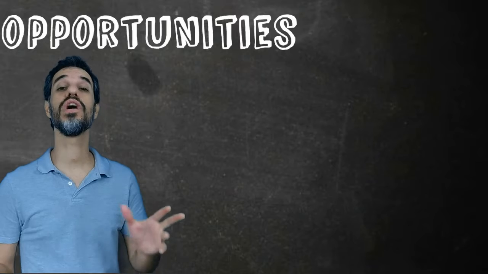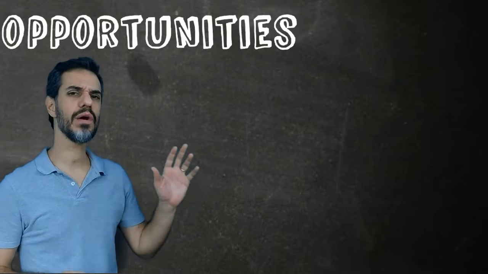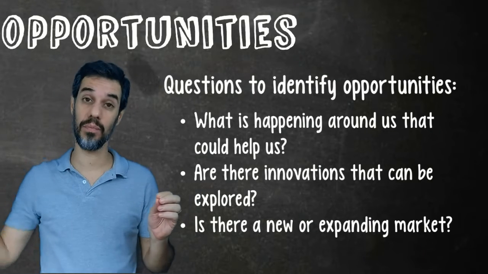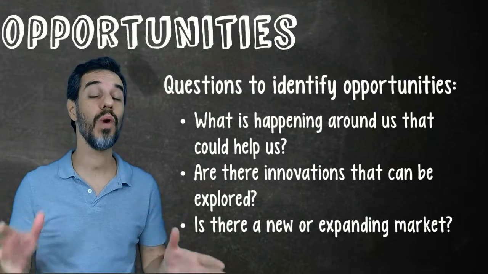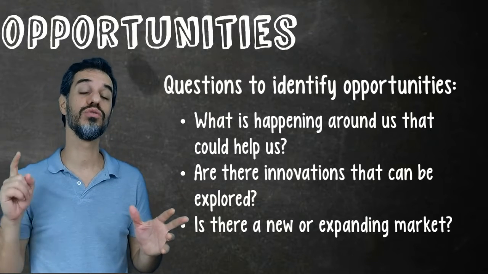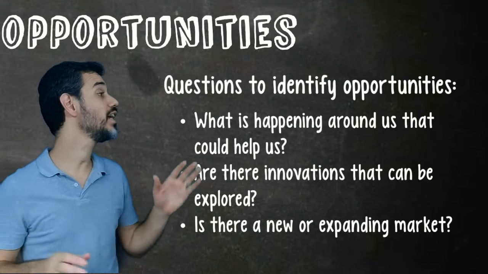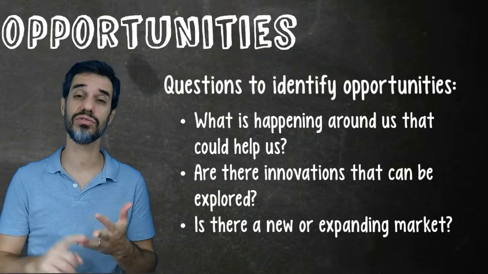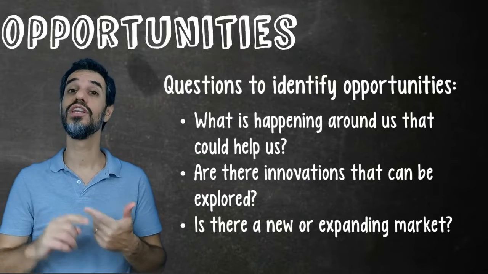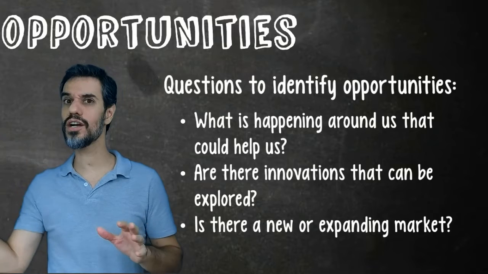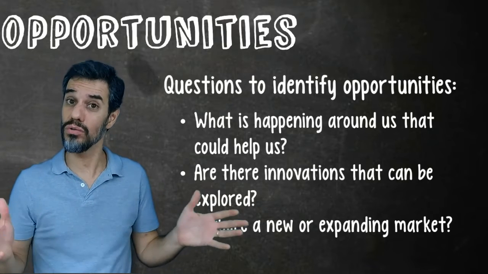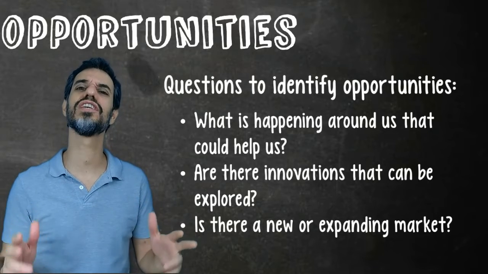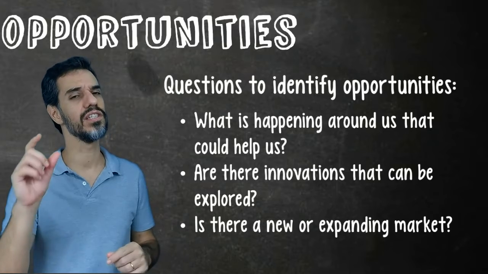In the next cell, we are going to look for the opportunities. The questions here are: what is happening around us that could help us or that should help us, or what can we use to help us to achieve our goals? Are there innovations that can be explored? Technical innovations, market innovations, new markets, new technology, new methods, stuff that other companies are using that we could use also, and probably make our offers or our strengths stronger, our weaknesses smaller.